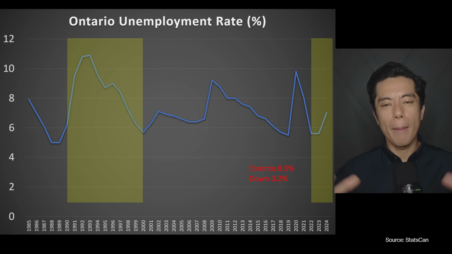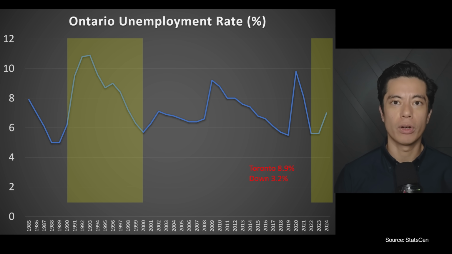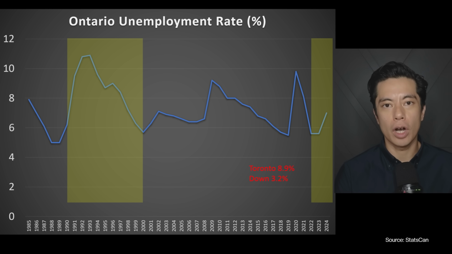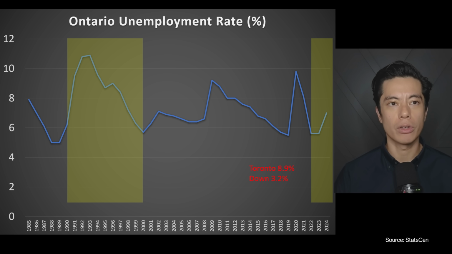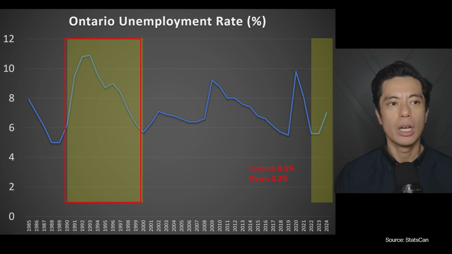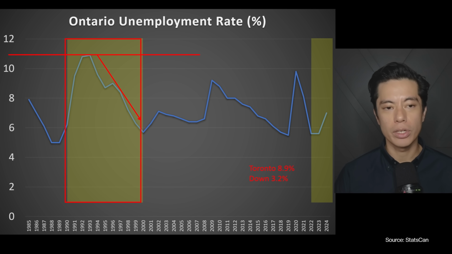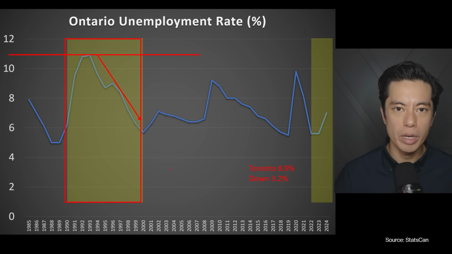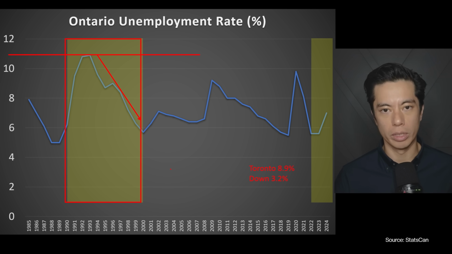And finally, on a macro picture, what I will always look for is recession. Is the economy going to go down into the gutters? So the highlighted yellow box over here is the 1990s Ontario crash. And you can see over here, unemployment rate got as high as 11%. And it trickled down afterwards in the 2000s, and then prices started rebounding. So that is a correlation right now.